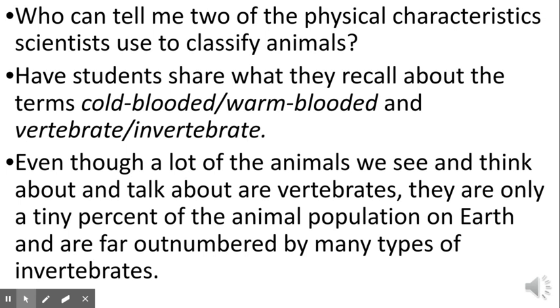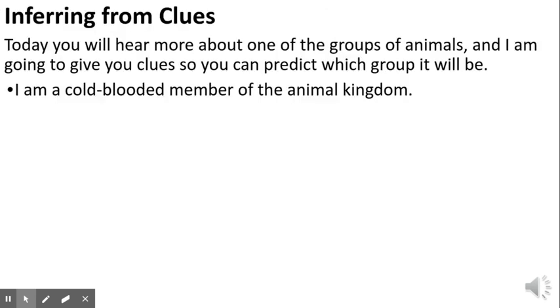Even though a lot of the animals we see and think about and talk about are vertebrates, they are only a tiny percent of the animal population on Earth and are far outnumbered by many types of invertebrates. We learned about those yesterday. So today we're going to work on inferring from clues. Today you will hear more about one of the groups of animals, and I'm going to give you clues so you can predict which group it will be.